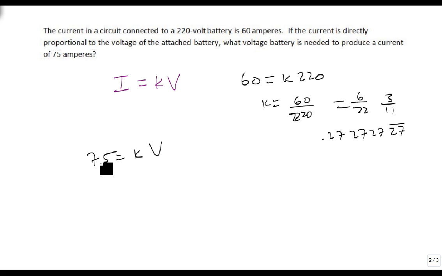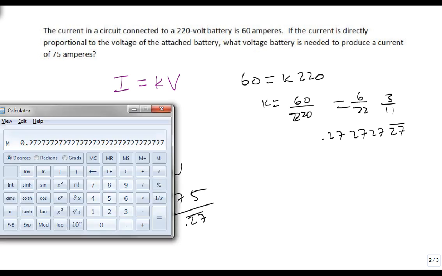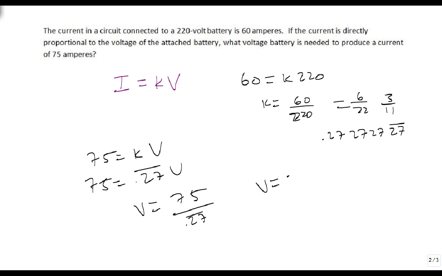Well, I knew the current, so I plugged it in, and I know K now is the 0.27 repeated, so V is equal to 75 over 0.27 repeated. So we're going to get 75 divided by that number we just had, which is 275. So the voltage is 275 whenever a voltage of 275 provides a current of 75. And so we've successfully found our first direct variation.